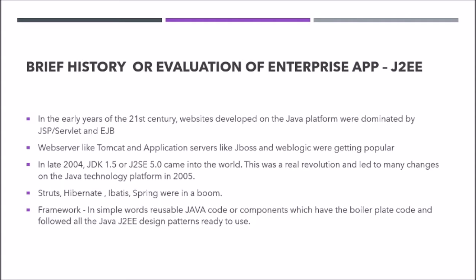In late 2004, JDK 1.5 was released, and that was a real revolution that led to many changes on the Java technology platform in 2005. Since the usage was booming at that time, today more than 1 billion applications are using Java technologies. I'm talking about 2005, which was a time of boom.